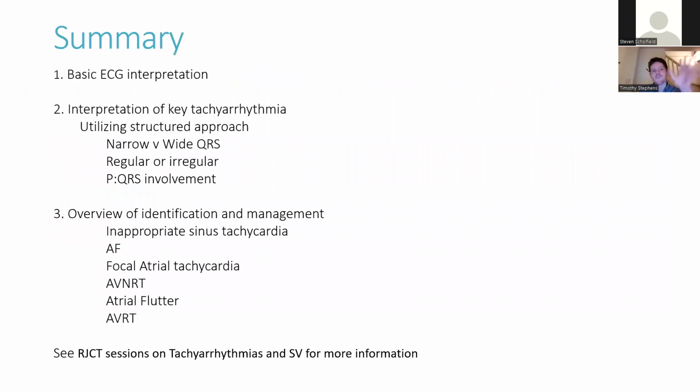So thank you very much. Hopefully out of this, you've got a basic ECG interpretation, been reminded about how you review a basic ECG. You've got an appreciation of how you can interpret a tachyarrhythmia, and you've had an overview of identifying these different tachycardias. There are other sessions that talk a bit more about tachyarrhythmias, and I encourage you to access those sessions as well from previous videos.